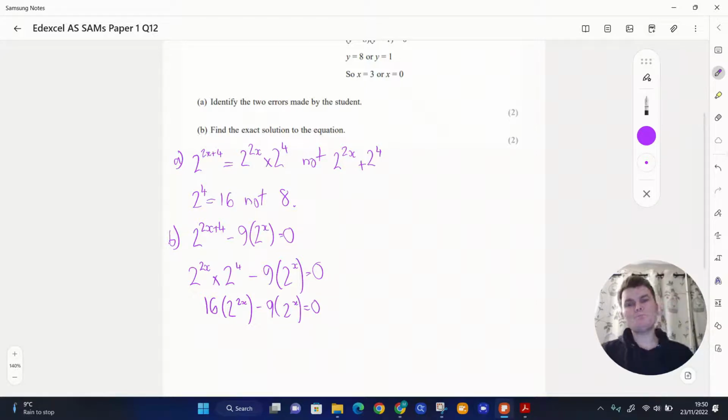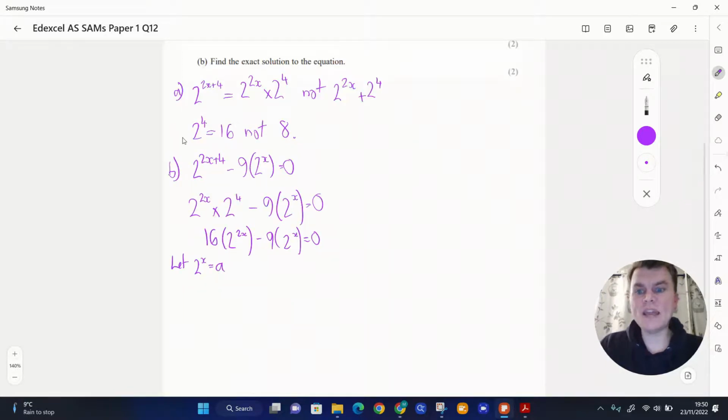Just like that. Next thing to do is to recognise that we've got a 2 to the 2x and we've also got 2 to the x. So we can transform this into a quadratic by letting 2 to the x equal a letter. And I'm going to choose the letter a. So I'm going to let 2 to the x equal a. So I get 16a squared minus 9a equals 0.